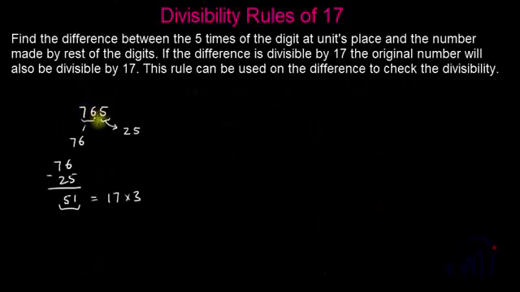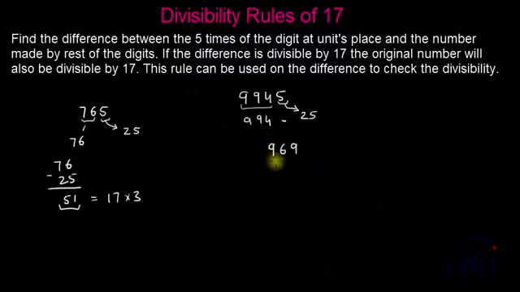And now let's take one more example. Let's take a 4-digit number this time. Let us take 9,945. Again, the digit at units place is 5. 5 fives are 25, and the number made by the rest of the digits is 994. If I find the difference, 14 minus 5 is 9, 8 minus 2 is 6, and 9. So we have got 969.